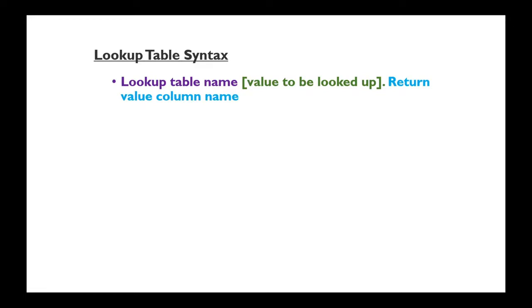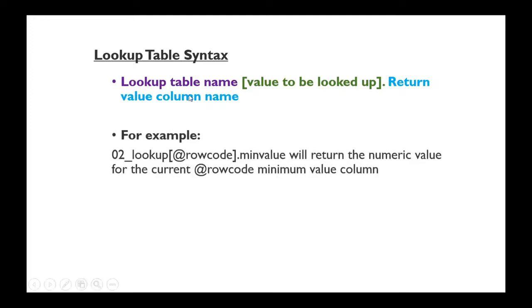So if you remember, our lookup table had a min value and a max value, so we can specify which column we want to return here. So for example, I will do O2 lookup, the name of my lookup table, and the value I want to find is the current row code, so my @rowcode system variable, and then .min value. This will return the minimum value column for the current row code.